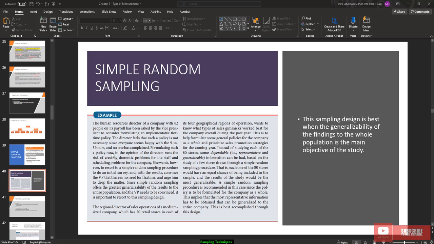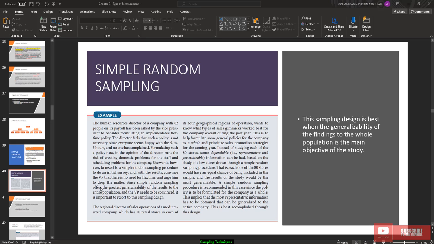Formulating such a policy now, in the opinion of the director, runs a risk of creating domestic problems for the staff and scheduling problems for the company. She wants, however, to resort to the simple random sampling procedure to do an initial survey and, with the result, convince the Vice President that there is no need for flex time and urge him to drop the matter.